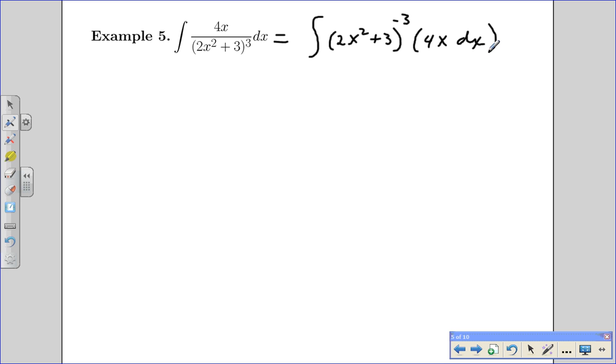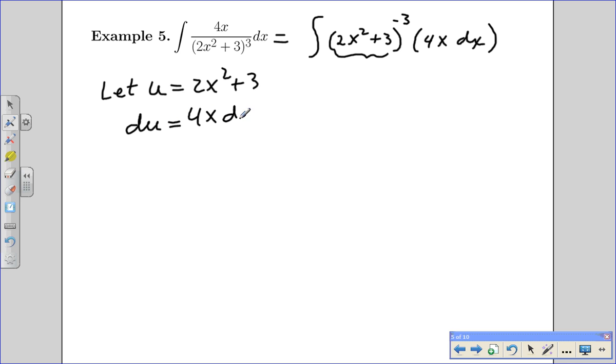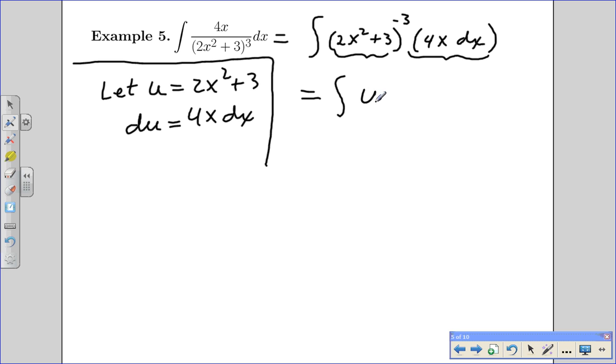And now I'm going to do the same thing I did before. I'd like this to be an expression u to the -3 times the derivative of u. So I'm going to say, well, let's let u equal 2x squared plus 3. Then the derivative of u is 4x dx. I have exactly that, so I'm in good shape here. Let's separate this. And so we have the integral of u to the minus 3 du. Because I take u and I put it in there, and I take du and I replace that 4x dx.